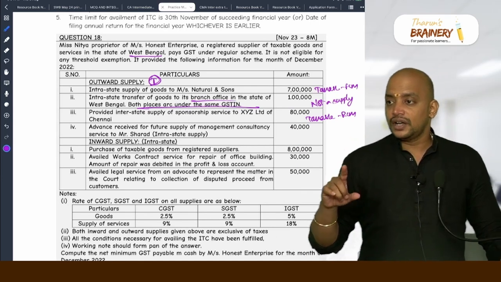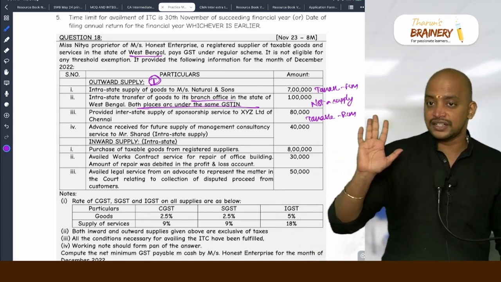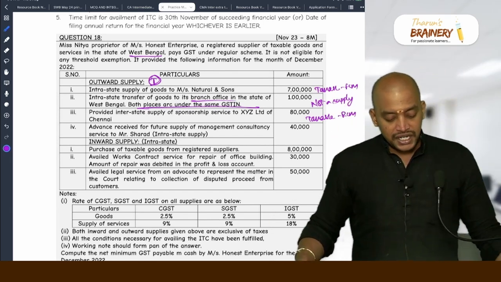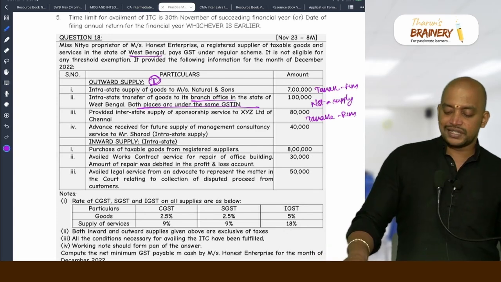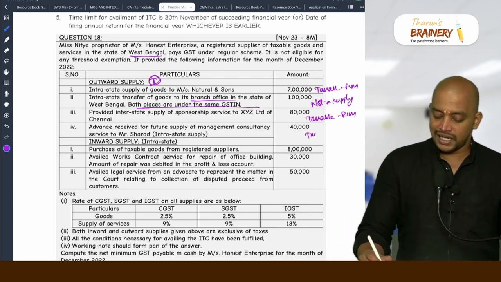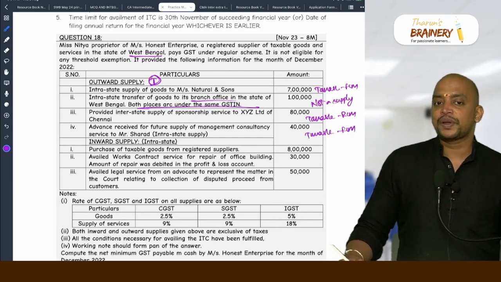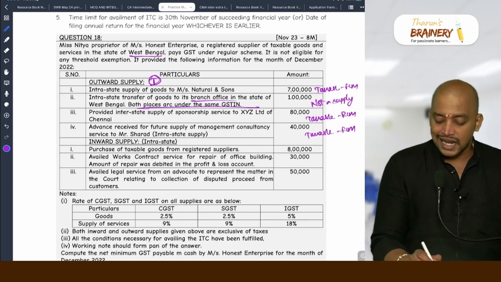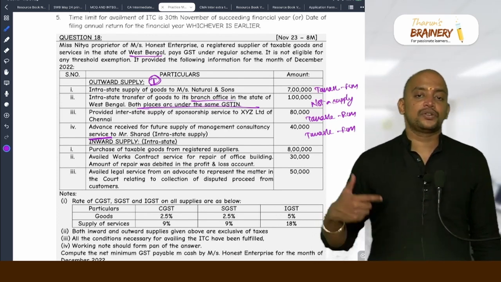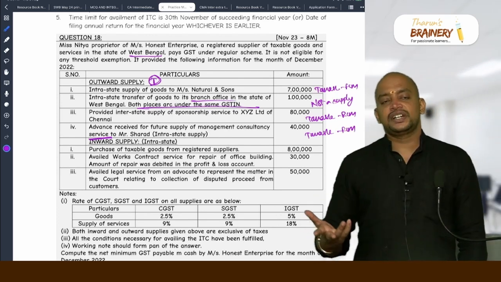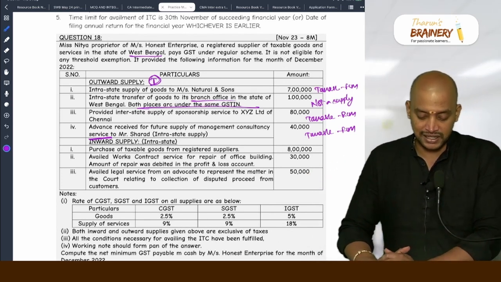All these are outward. Outward taxable under RCM means you just report it, don't add it to the liability, just write the note. Advance receipt for future supply of management consultancy services to Mr. Sharath. So yes, it will be taxable under FCM. Why? In this month itself we need to pay on advance because it is services. In case of services, we need to pay GST on advances. If it is goods, we will pay GST only on invoice. But for services, whichever month we have received the advance, we will pay GST in that month itself.